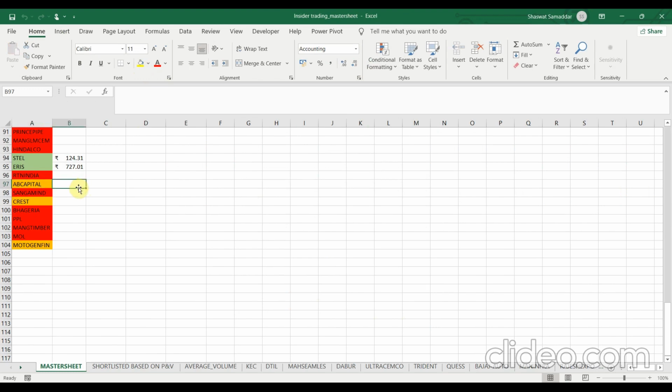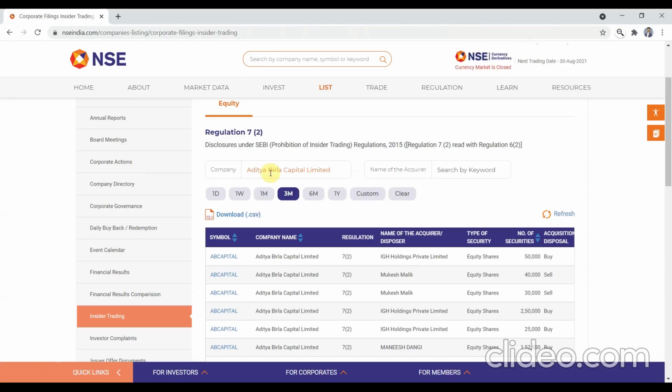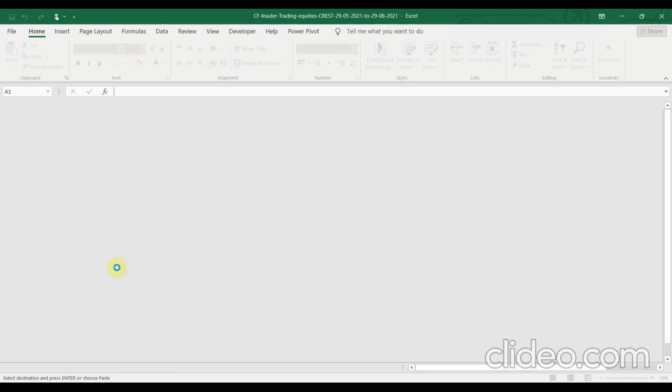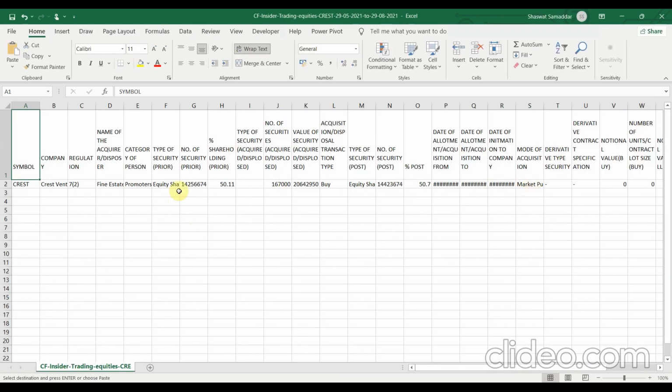I don't want it to save. Alright, moving on to Crest. Again, paste the company name here, click on this, just 3 months data, download this and open this particular Excel file. Market purchase and promoters. So we just need to divide the total value of security by total number of security, and we have the number right here, 123.61.